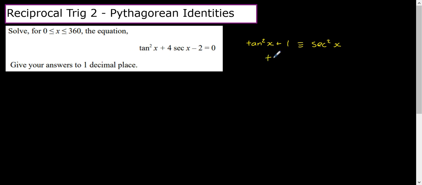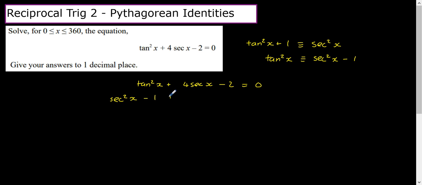Now, it's always the squared one that we swap out, as I said. So what I need to do is write this identity as tan squared x equals something, because this is what I'm going to substitute in for tan squared x. So here's what happens to the equation then. We start with tan squared x plus 4 sec x minus 2 equals 0. This tan squared x we're replacing with sec squared x minus 1. And now our entire equation is in terms of sec. And we just collect our like terms and go to solve our quadratic.